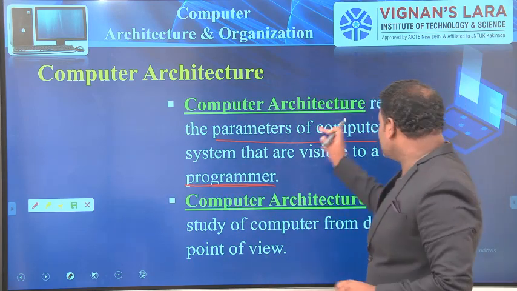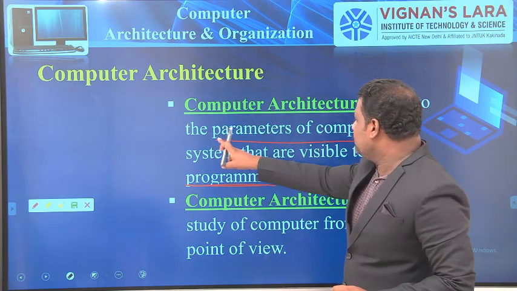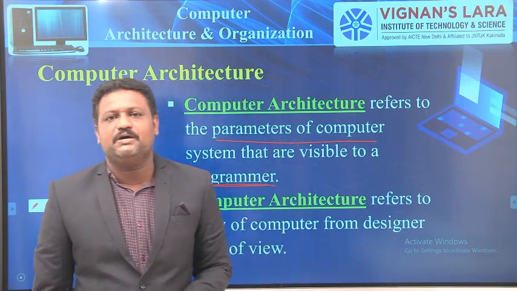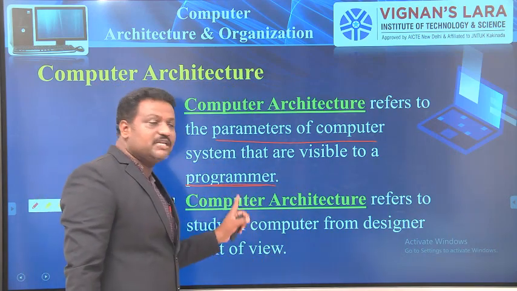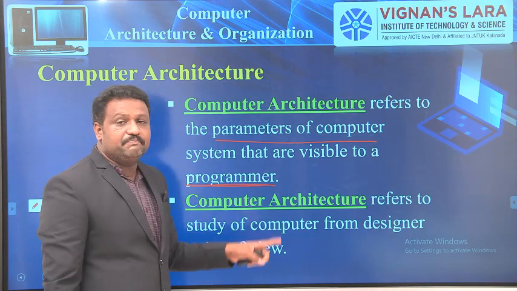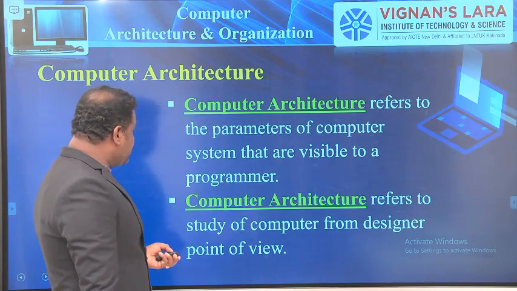Now I'll go for the first one. What is computer architecture? The computer architecture refers to the parameters of a computer system which are visible to the programmer. That is number one. And I can say in another way, that a computer architecture refers to the study of the computer from the designer's point of view. Fine. Next we can see something different.